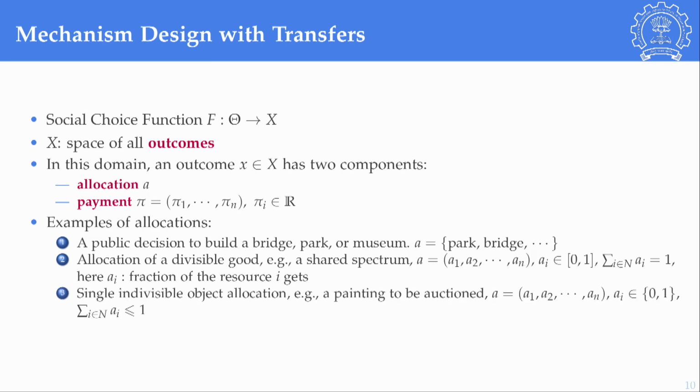The other example is single indivisible object allocation. This is what we have seen already. These numbers can be either 0 or 1, indicator variables for whether you win or do not win, and of course, the sum should be less than or equal to 1.